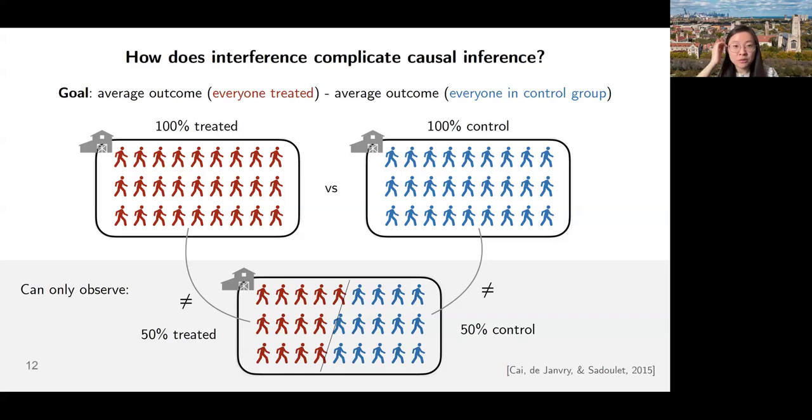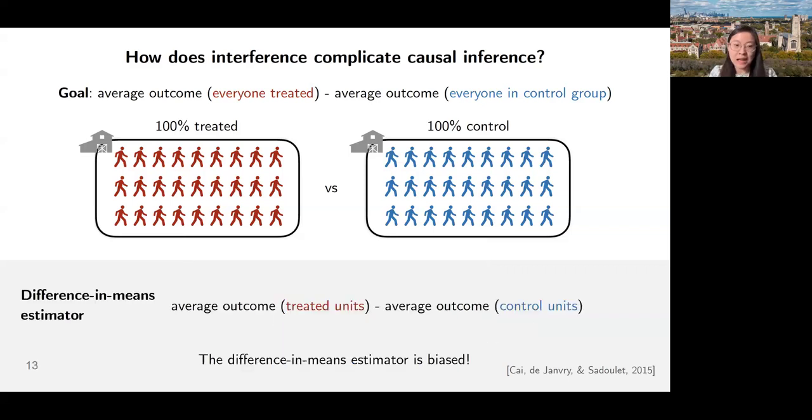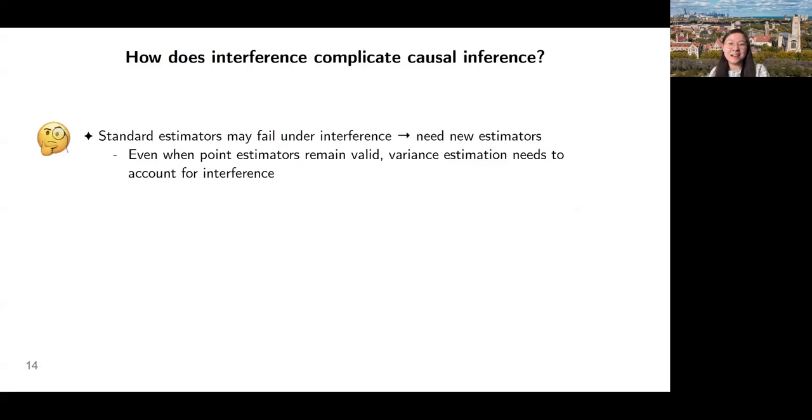So formally, what we say is that if we consider this difference in means estimator, which is defined as the average outcome of the treated units inside the experiment minus the average outcome of the control units inside the experiment, this estimator is going to be biased for the causal estimate that we care about, which is the global average treatment effect here. Okay. So this example is basically telling us that interference brings some challenges into causal inference.